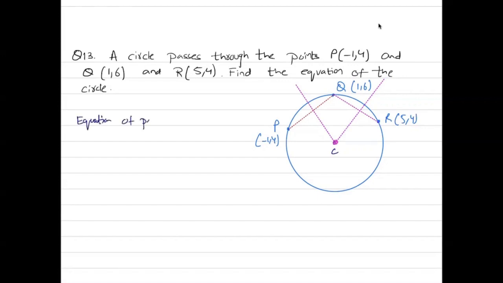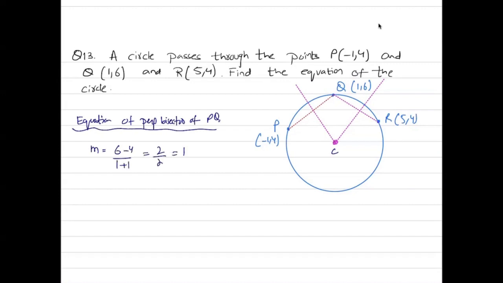So the idea is to find the equation of the perpendicular bisector of PQ. The first thing that you are going to do is find the gradient of PQ. So the gradient is going to be y2 minus y1 over x2 minus x1.